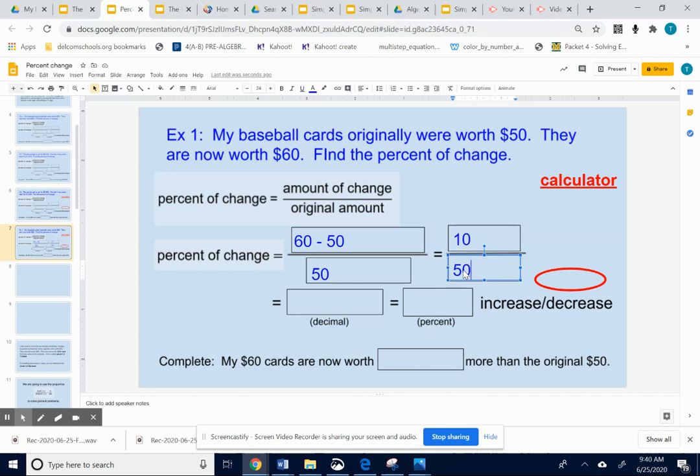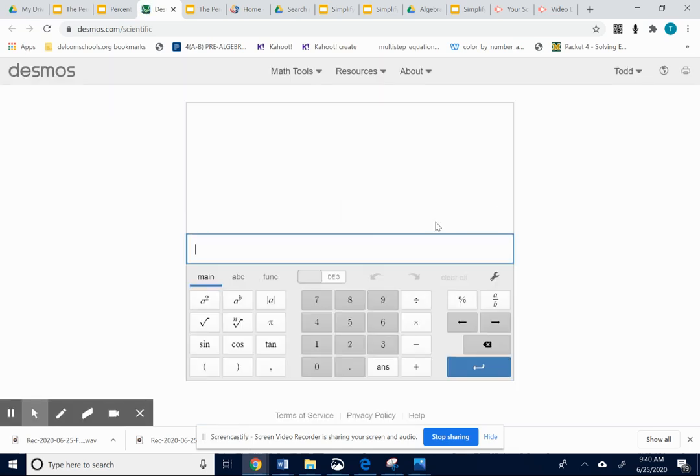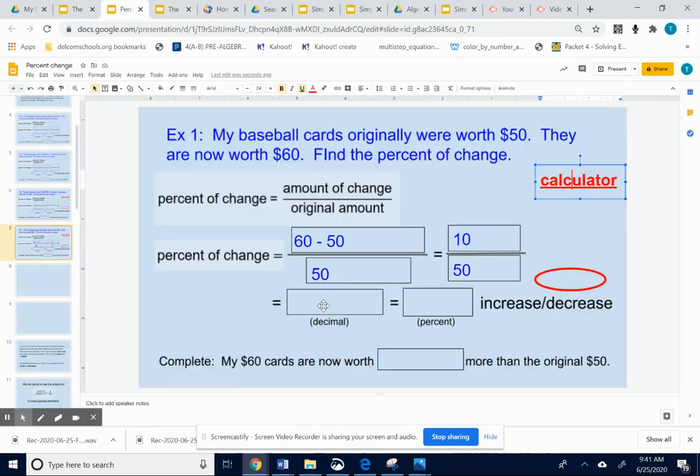If you don't know how to do that without the calculator, 10 divided by 50. Remember, I gave you a link. You can click on the link, and it will take you to the Desmos calculator that you will have access to on the iLearn test. So you can take 10 divided by 50. You don't have to push equals. See, it just gives you 0.2. So as a decimal, 10 over 50 is 0.2.